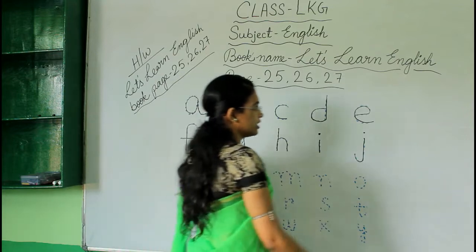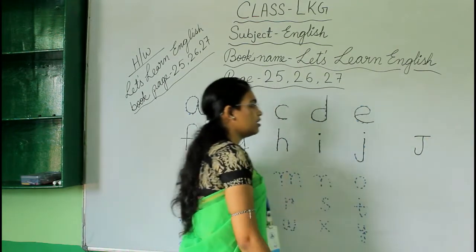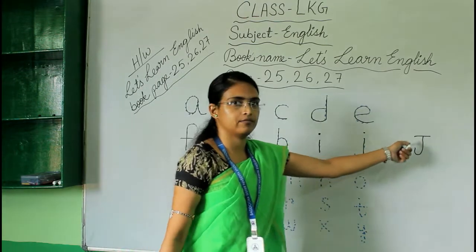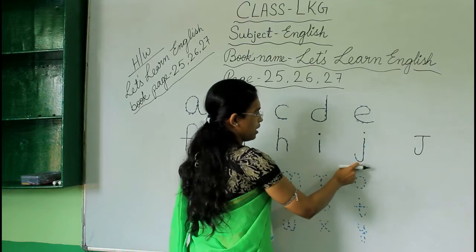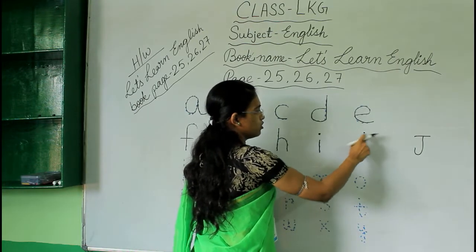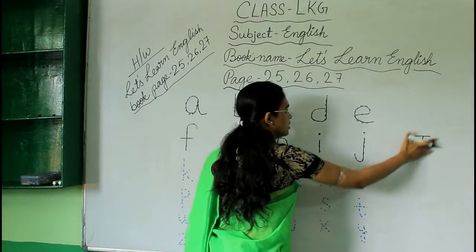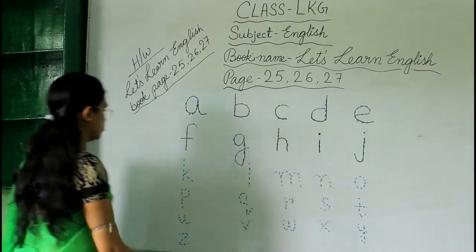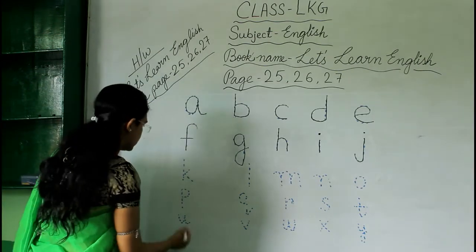And when you are writing capital letter J, you have to write like this. You have to give a slipping line. This is capital letter J. And in small letter, there will be no slipping line. We have to put a dot. Now after J, which letter is this? Yes, this is letter K, small letter K.